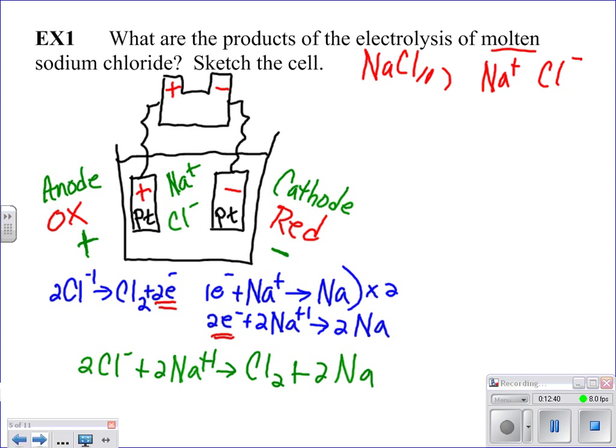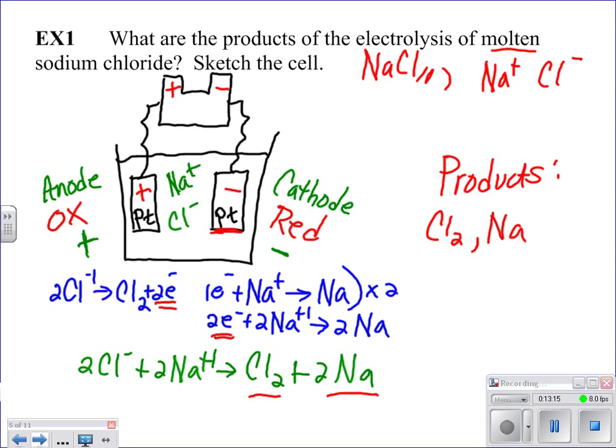And then, really, I guess what this is asking, oh yes, it asks what are the products of electrolysis. So when we look at this, we can see that our products are going to be these 2 guys. We've got some chlorine, which is in the form of a gas, and we've got some sodium. So I'm just going to write over here: products are chlorine and sodium.